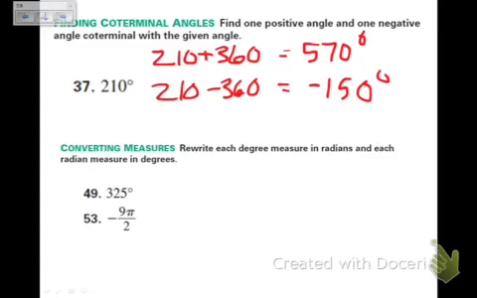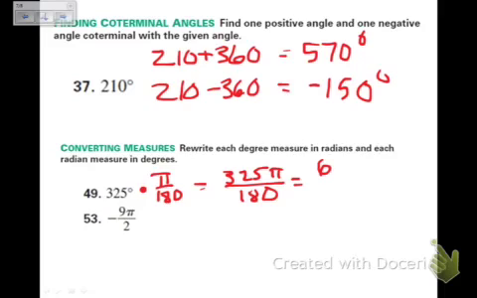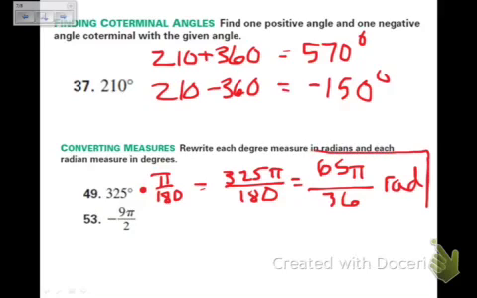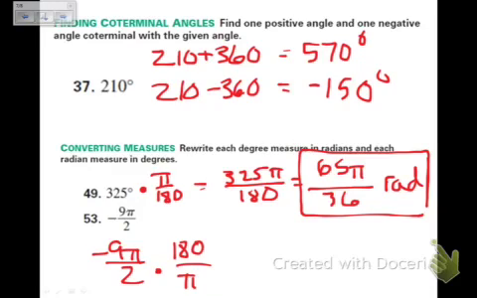The other ones convert. I'm going to take 325 times pi over 180. That just gives me 325 pi divided by 180. I'll simplify that by taking a 5 out of each of those. I get 65 pi over 36, and we'll label it radians because it converted to radians, and you can leave it like that. Then the next one, 9 pi over 2 times 180 over pi this time.